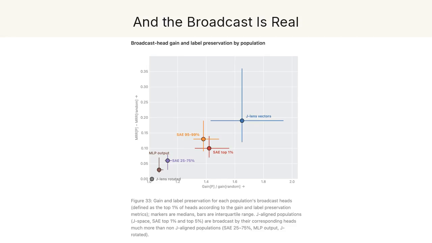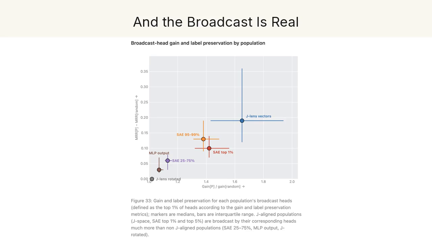Here's the measurement, and it's striking. They compare several families of directions. The JLens vectors, various sparse autoencoder features, raw network outputs, and scrambled controls. For each, they ask how much the top broadcasting attention heads amplify that direction, and how well its label survives the trip downstream. The JLens vectors sit way out on their own, top right, broadcast far more strongly and preserved far more faithfully than the non-aligned populations like mid-ranked autoencoder features or raw MLP outputs.